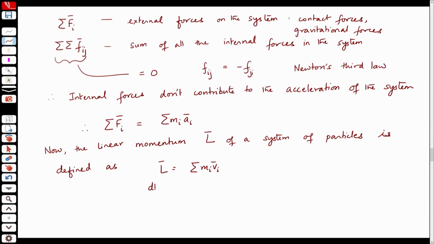So, if I differentiate this, dL by dt is sigma Mi dVi by dt, because m does not change with time. So, this is equal to sigma Mi Ai. And therefore, we have sigma Fi here is equal to essentially dL by dt.